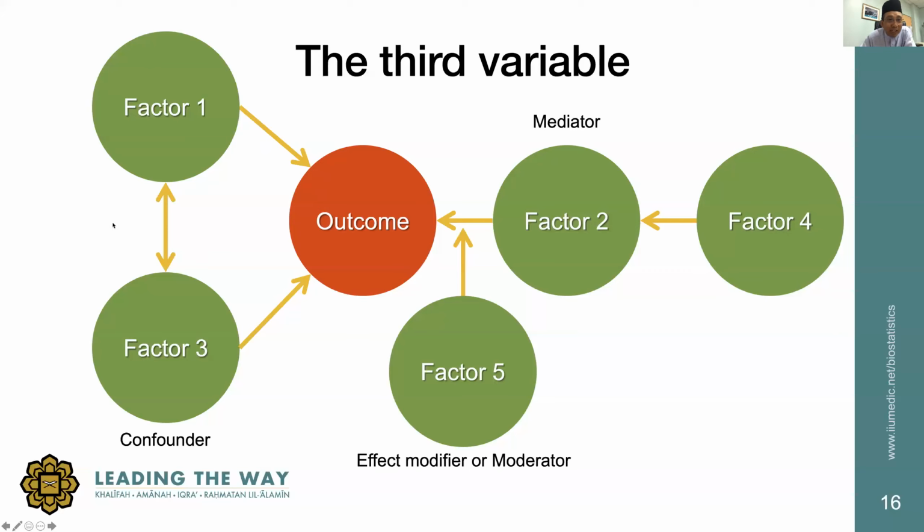However, if you do not include factor three, you do not consider this as the confounder, you will see that this one is significant. But why is this one significant? Not because mouthwash is the main factor. No, because those who use mouthwash are actually smoking, which you do not adjust for, you do not control for, you do not take into account. So this becomes a confounder. All right, I hope you understand the approach of this third variable.